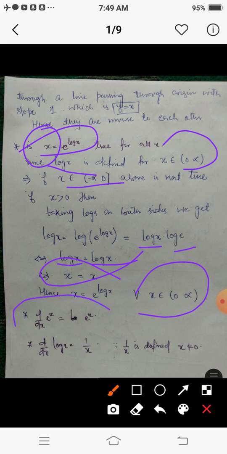Here you know that the differentiation, that is d by dx of the exponential function, is e raised to power x, while d by dx of log x is 1 by x. So in tomorrow's lecture we will discuss logarithmic differentiation and exponential differentiation.